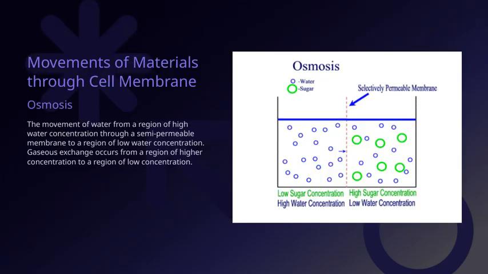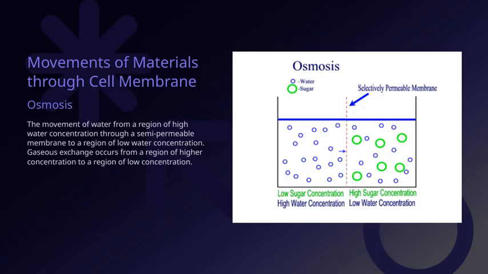Now, let's talk about the movements of materials through the cell membrane, starting with osmosis. Osmosis is essentially the movement of water from an area where there's a high concentration of water to an area where there's a lower concentration. This movement happens through a semi-permeable membrane, which allows water to pass, but blocks many other substances. It's a crucial process because it helps maintain cell balance and hydration.